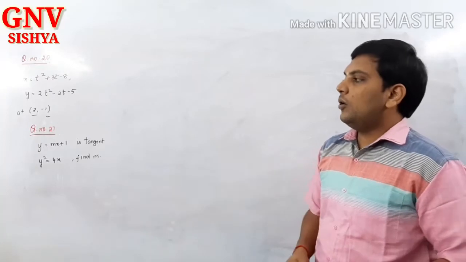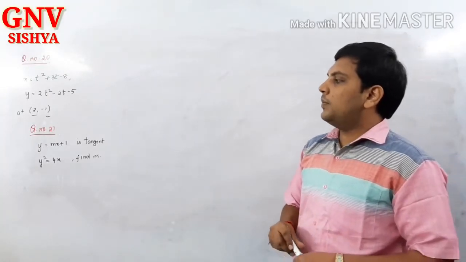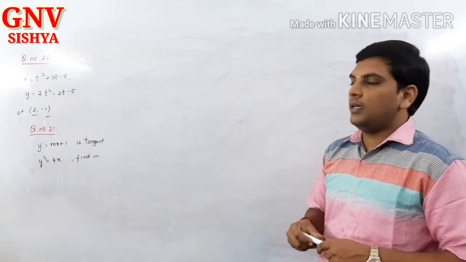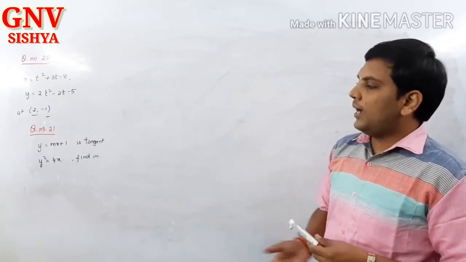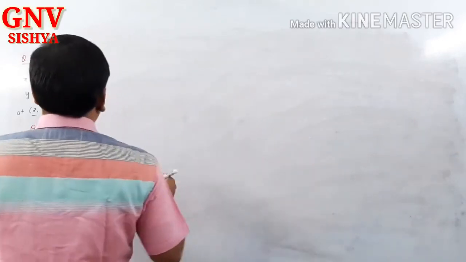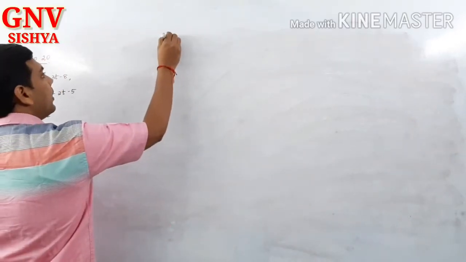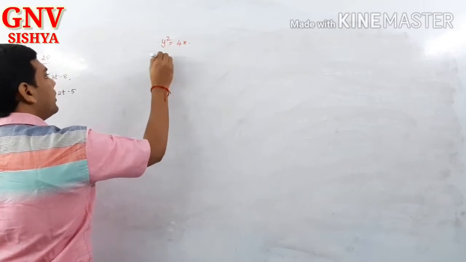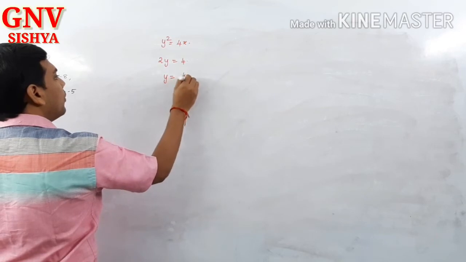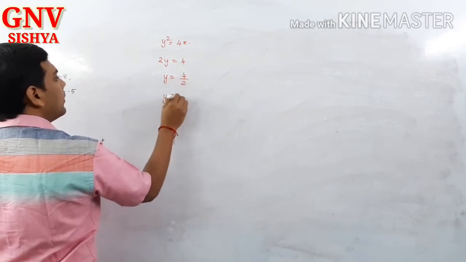Okay, now let us go to question number 21. Kana, y equal to mx plus 1 is tangent to y square equal to 4x. Find the value of m, they have said. So how to find the value of m, sir? Very, very simple. Now please listen. y square equal to 4x is the curve equation, correct? So if you differentiate, you will get 2y is equal to 4.